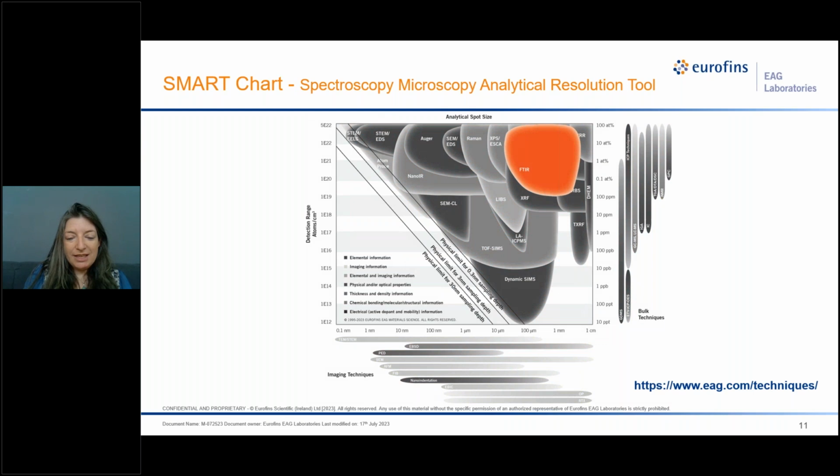FTIR, as you can see, has a spot size that ranges from millimeters down to maybe about 20 microns, and the detection limit is in the percent. So you can see this technique has a worse detection limit compared to something like dynamic SIMS. And then Raman has a much smaller spot size, down to 1 micron, and has a similar detection limit to FTIR. And NanoIR has the smallest spot size. It can go down to 30 nanometers. But again, the detection limit is similar to all the other techniques.